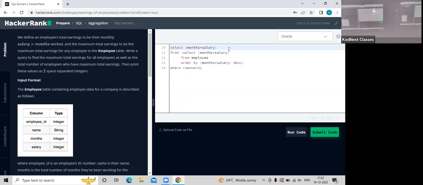Maximum count, right, to find maximum earnings of all the employees as well as the total number of employees having maximum total earnings. Don't you think we should also group it? Yes or no? We should also group it, right? Grouped on how many are getting that salary. Are you all understanding? I have to be grouping this.